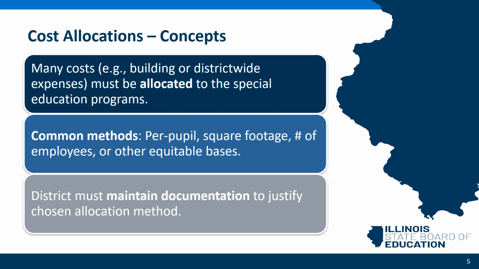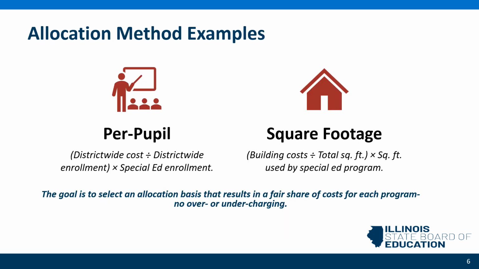Cost allocation concepts. Once you've gathered your enrollment data, some expenses may need to be shared across programs. These could include district-wide costs or shared building expenses that aren't solely for special education. To ensure fair reporting, you'll need to allocate these costs using a reasonable method. The Special Education Reporting Manual suggests approaches like per student counts, square footage, or another fair measure that best reflects how resources are used. Now let's look at some examples of cost allocation in action.